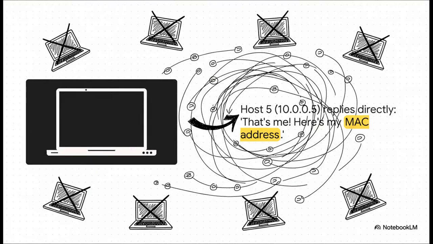All the other devices on the network, they hear the shout, but they just ignore it because it's not for them. But the one computer that is using that IP address goes, oh, hey, that's me. And it sends a reply directly back to host A with its MAC address. And just like that, problem solved. The packet can now be delivered right to its local neighbor.